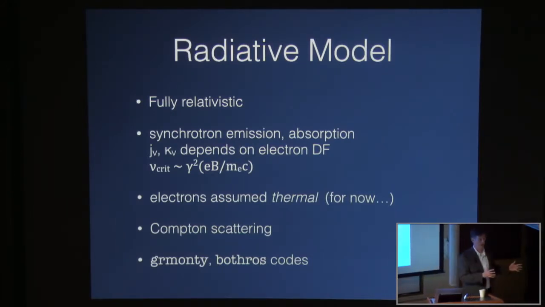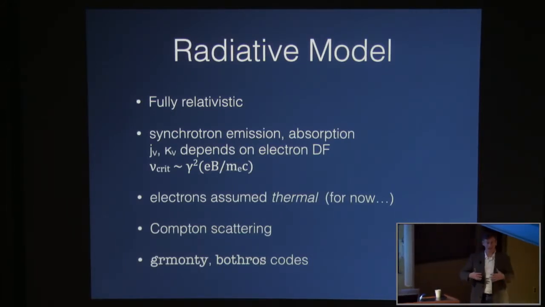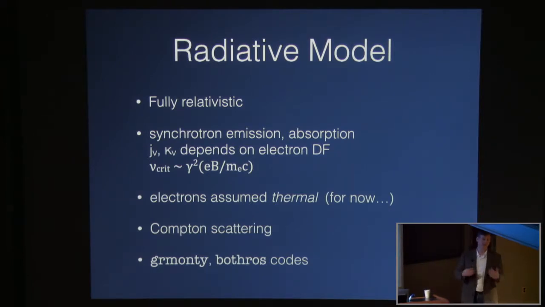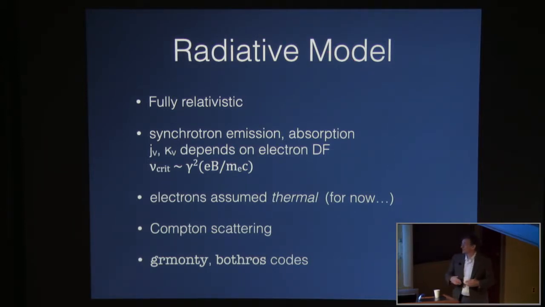So that's the dynamical model. That gives us magnetic fields, densities and temperatures in the accreting plasma. And then we have a radiative model on top of that, which we run as a post-processing step. So we calculate the emergent radiation after this million hour run is done. And this is a fairly numerically inexpensive part of the business.